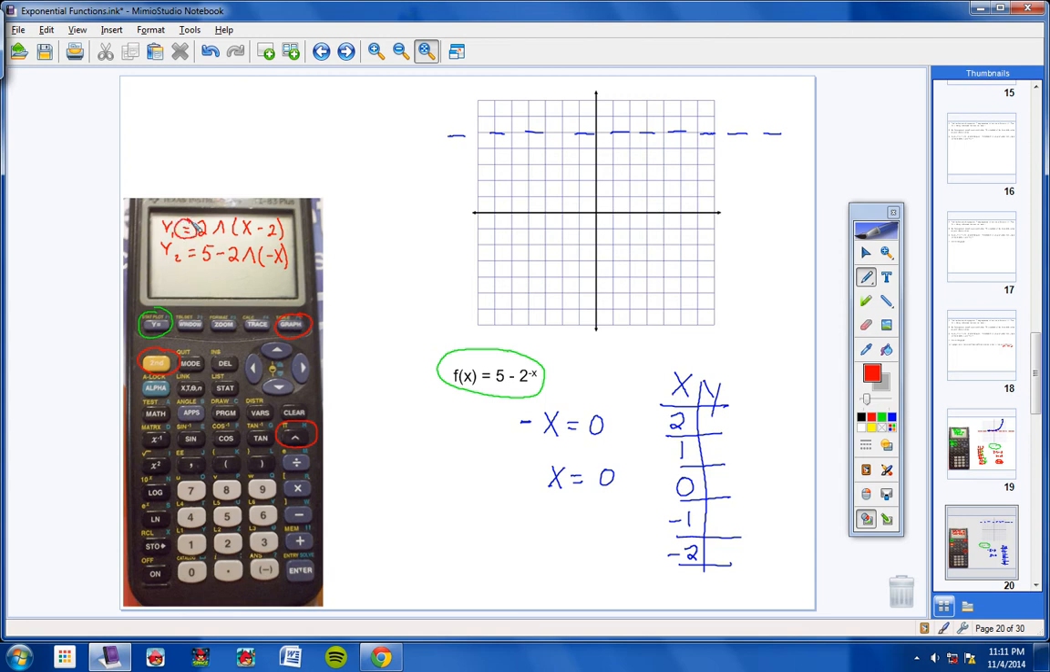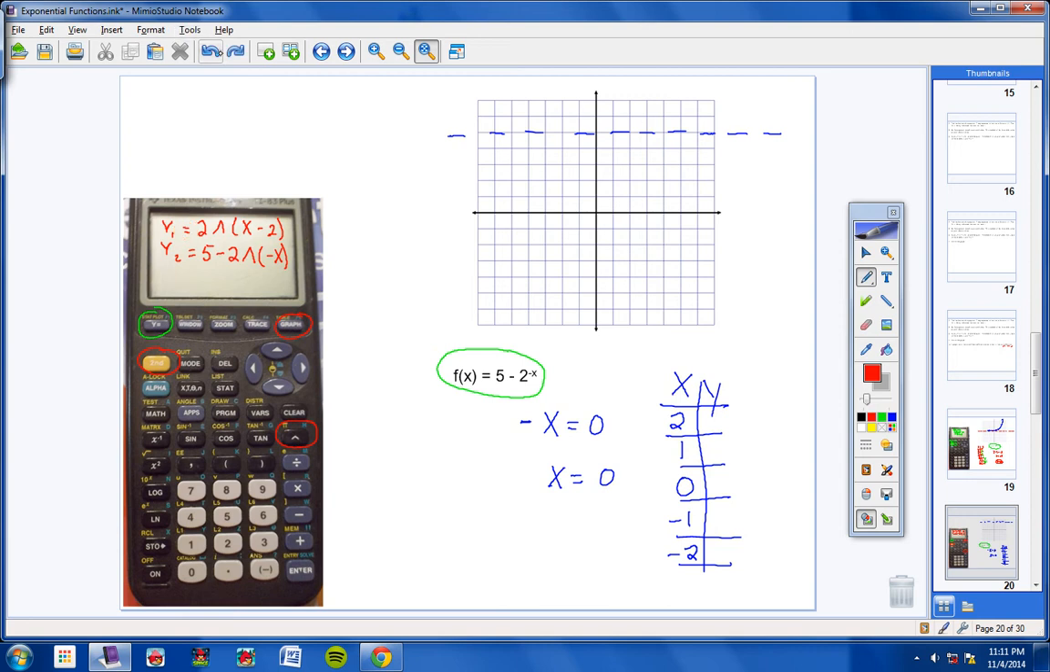Okay? Just move your cursor over to the equal sign and hit enter on it, and it will quit flashing. So if it's highlighted, then that means it's going to show up. If the equal sign is not highlighted, then it's not going to show up on your table of values or your graph, okay?